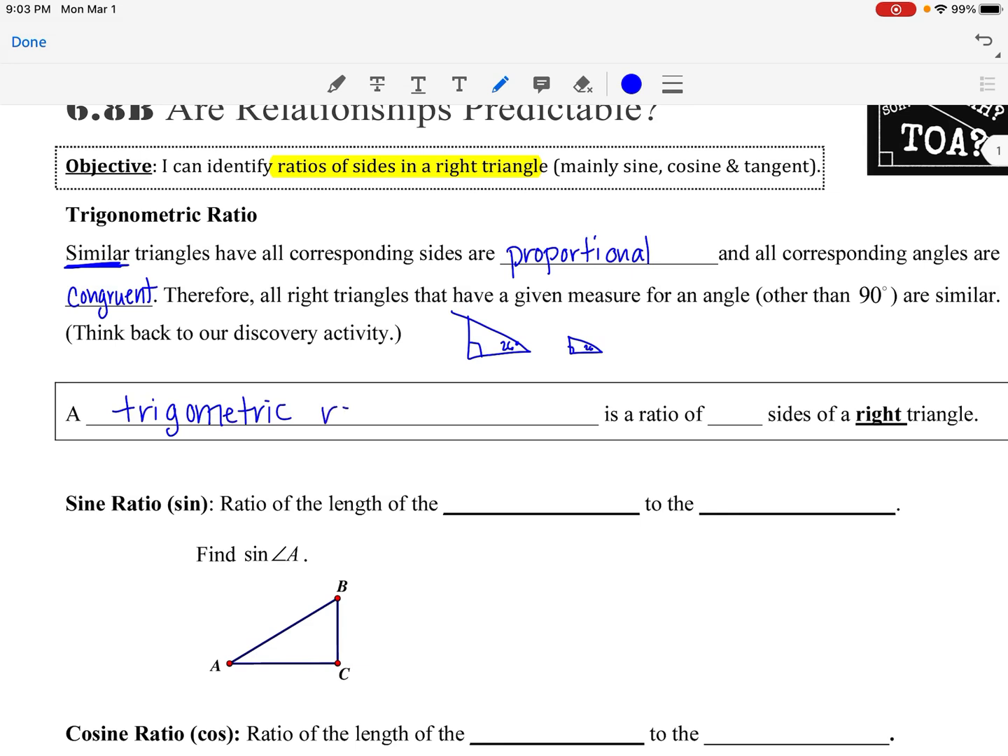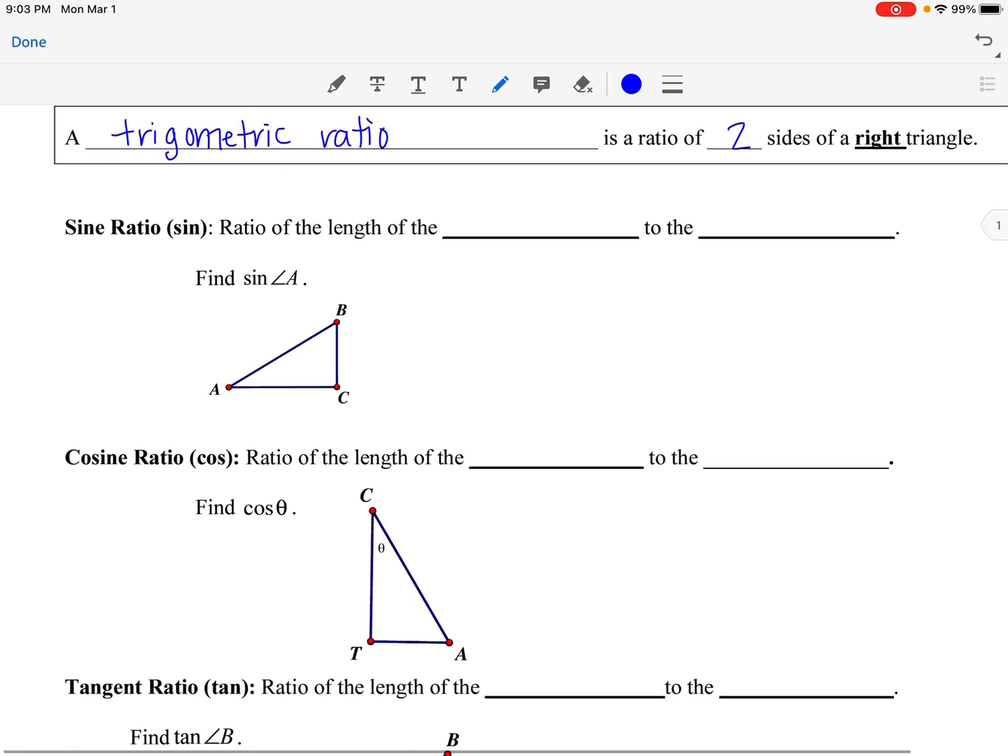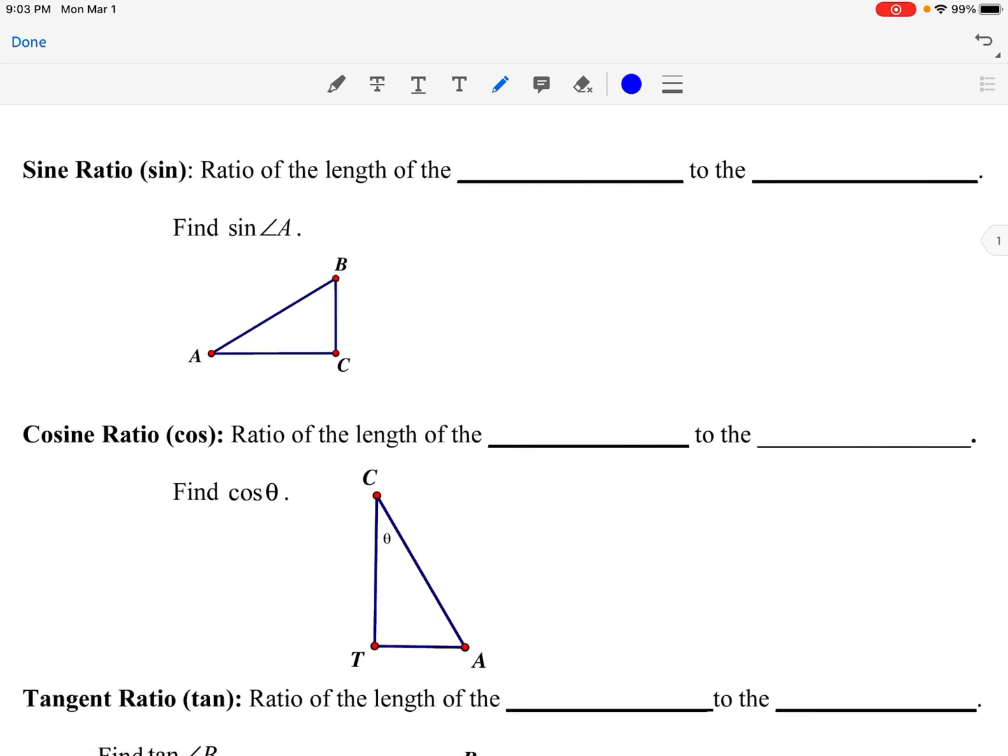Trigonometric ratios. A trigonometric ratio is when we look at a ratio of two sides of a right triangle. So they have to be specific sides that we're looking at. There are three different ratios that we look at specifically. There's more than this, but these are the three main ones that you will see most often. Each is labeled with three letters.